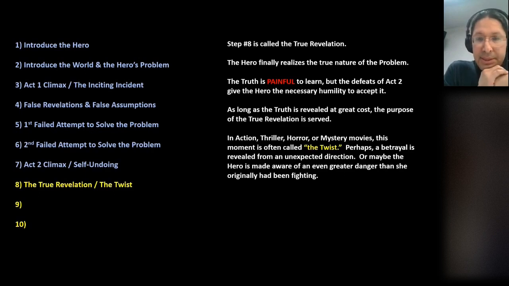Step 8 is known as the true revelation. The hero finally realizes the true nature of the problem. The truth is painful to learn, but the defeats of Act 2 give the hero the necessary humility to accept it. As long as the truth is revealed at great cost, the purpose of the true revelation is served. In action, thriller, horror, or mystery movies, this moment is often called the twist. Perhaps a betrayal is revealed from an unexpected direction, or maybe the hero is made aware of an even greater danger than she originally had been fighting.